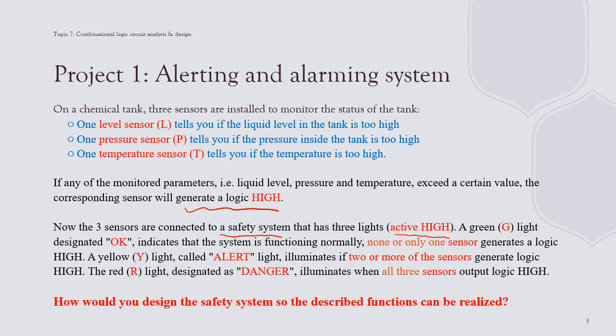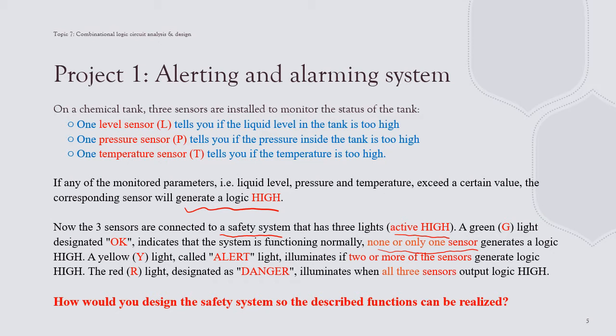A green light, designated as OK state, indicates that the system is functioning normally. Normally means none or only one sensor generates a logic high. So basically, if one sensor detects something unusual happening in the tank, it's okay. It's not a big deal.